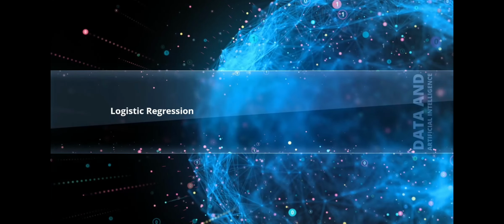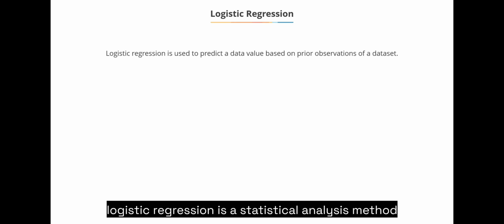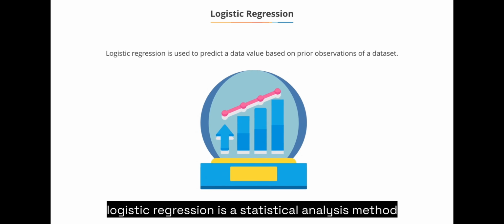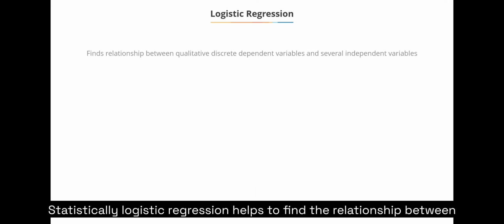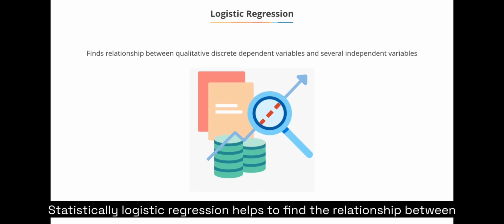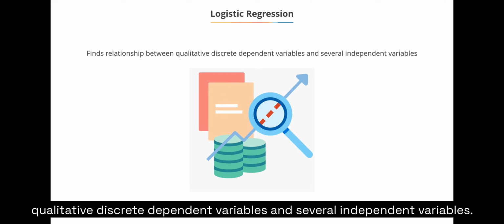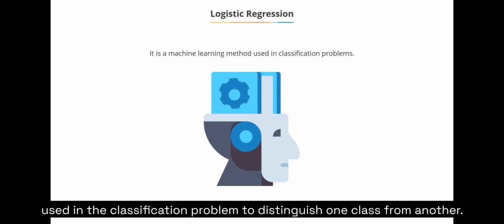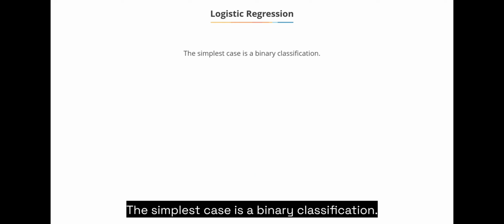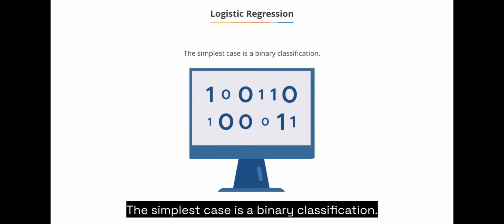Logistic regression. Logistic regression is a statistical analysis method used to predict a data value based on prior observations of a data set. Statistically, logistic regression helps to find the relationship between qualitative, discrete dependent variables and several independent variables. It is a machine learning method used in the classification problem to distinguish one class from another. The simplest case is a binary classification.